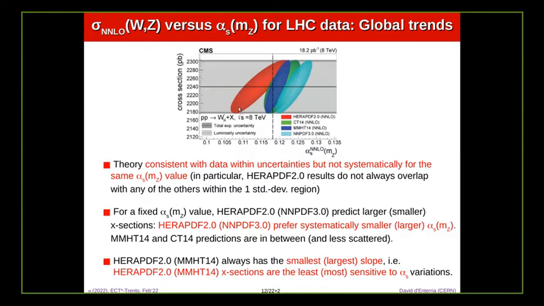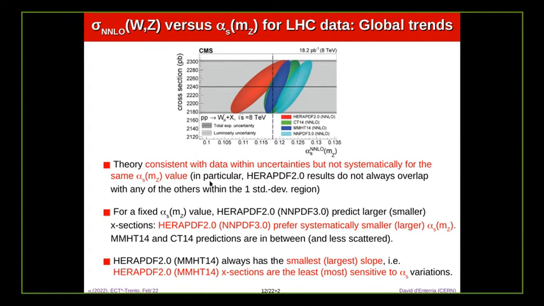You see the cross-section, as I was saying, rises with alpha S, like this for HERAPDF, like this for MMHT, for example, and so on. And you already see some generic trends. Theory predictions are consistent with data within uncertainties. You see here, those are the uncertainties, of course. Okay, is there a comment, question?